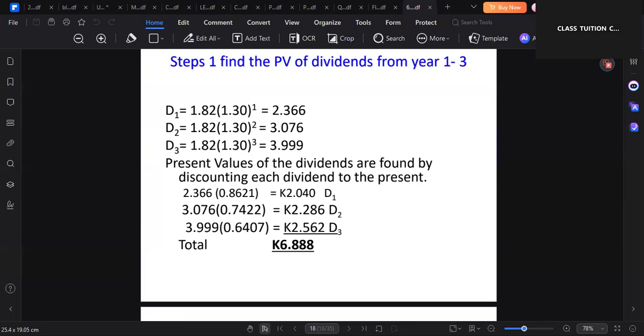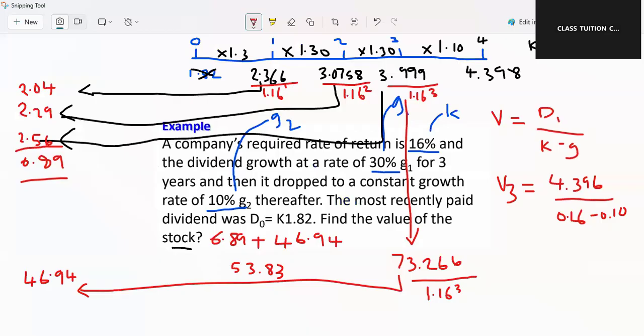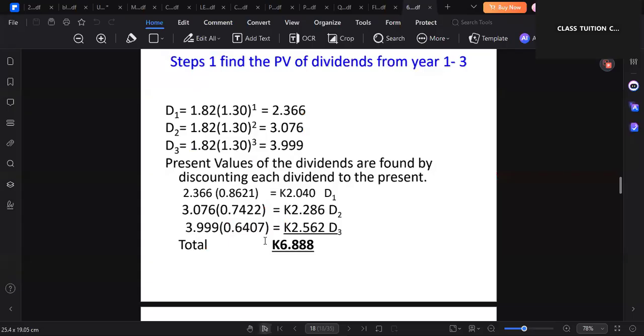So what did we do? I produced the dividends for year 1, year 2, year 3, then discounted them 1.16 to the power 1, 2, and 3. So when I took them there, these are the discounted values here I have. So we have 6.89. So this is the dividend for the first phase. Is that clear? So this is how we got here for phase 1, the total.